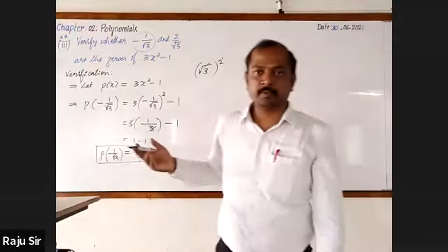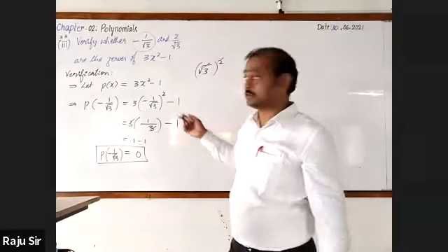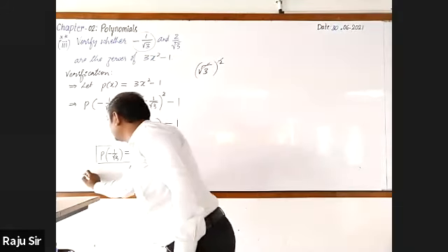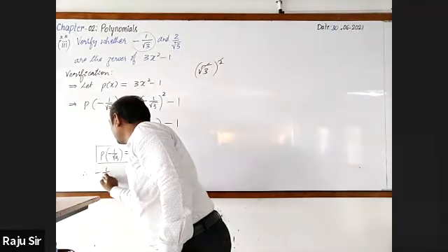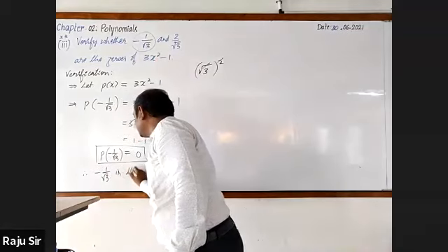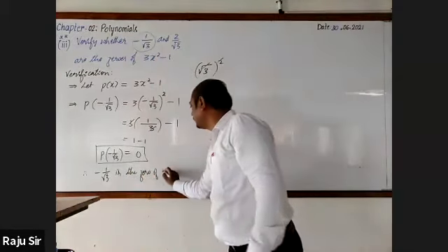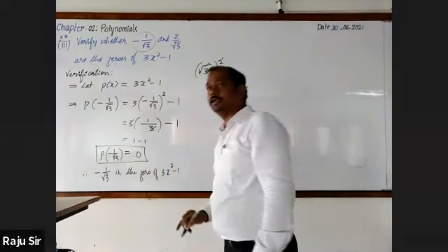It is such a simple one. It was given in the examination for 2 marks, including this also. Let me write the conclusion. Therefore, minus 1 by root 3 is the 0 of the given polynomial 3x square minus 1.